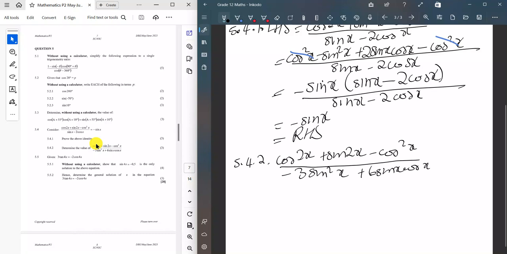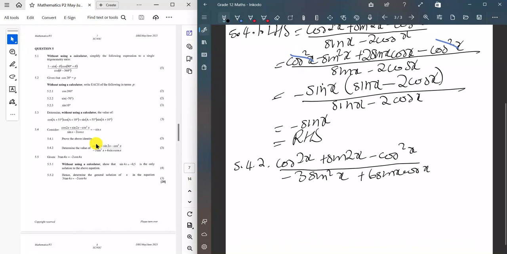Guys, I want to show you something here. When you look at this equation here, it looks like it is the one we had at 5.4.1, but the denominator was multiplied with negative 3 sine x. I don't know if you guys agree with me. It looks like the denominator was multiplied by negative 3 sine x, right?